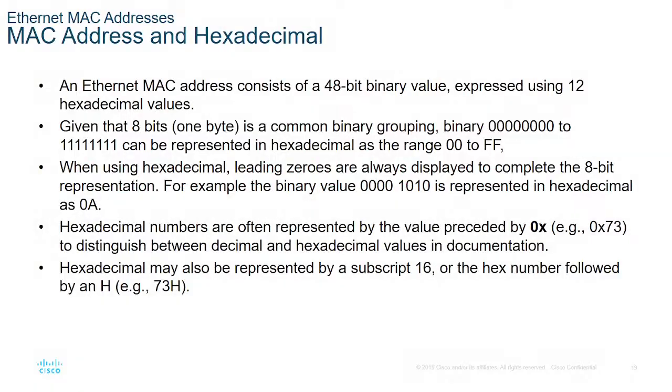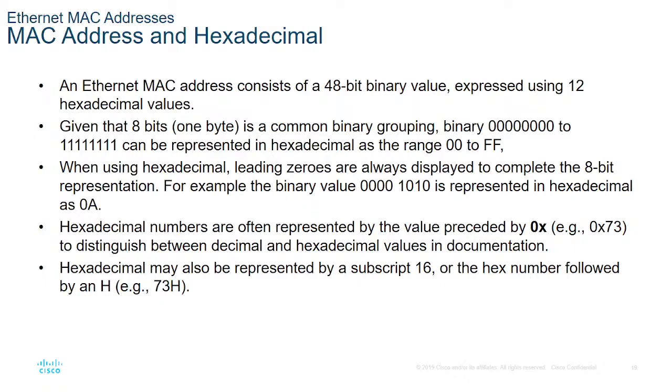An Ethernet MAC address consists of a 48-bit binary value expressed in the form of 12 hexadecimal values. Given that 8 bits makes a byte, it's a common binary grouping that 8 zeros and 8 ones is represented by 00FF. When using hexadecimal, leading zeros are always displayed to complete the 8-bit representation. For example, the binary value 0000 1010 can be represented in hexadecimal as 0A.